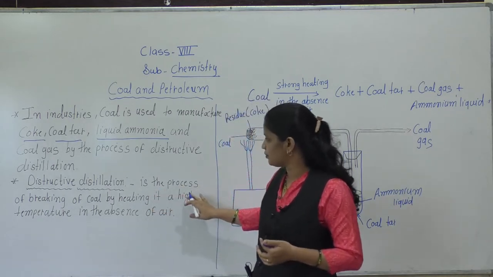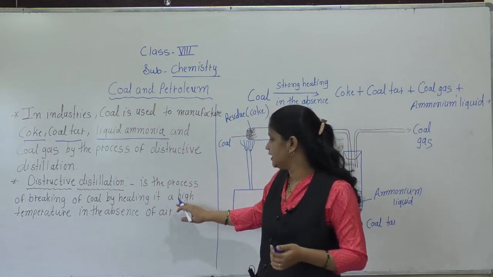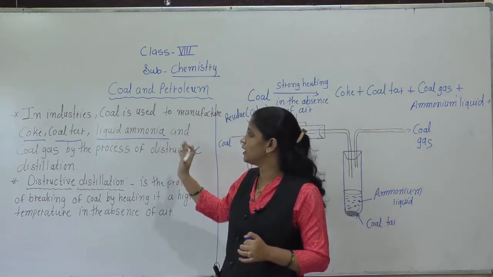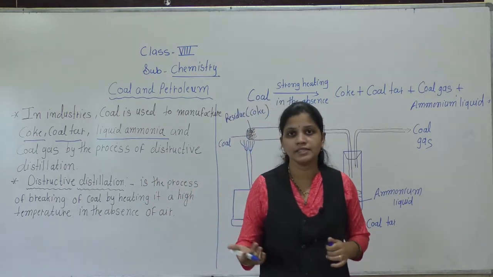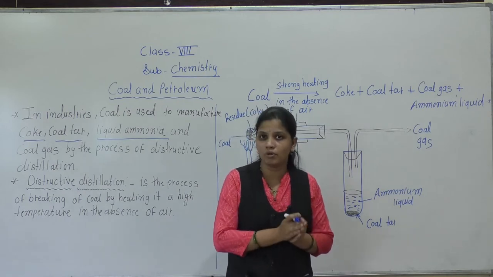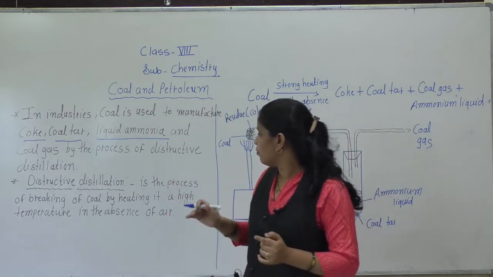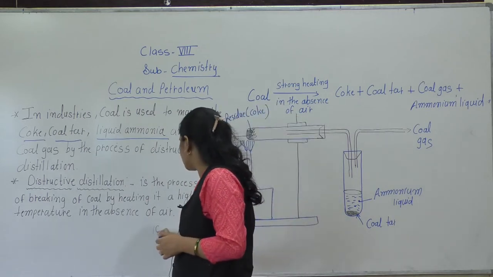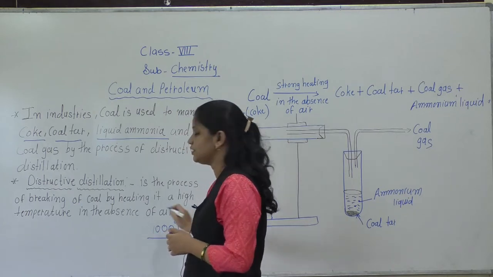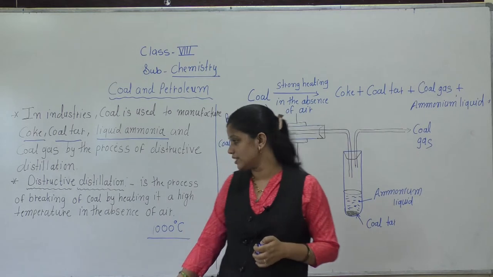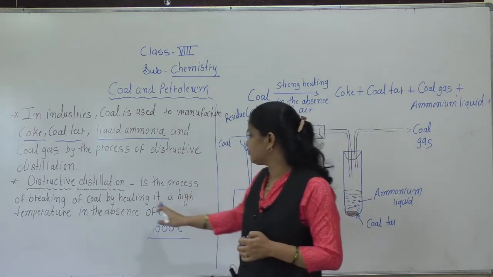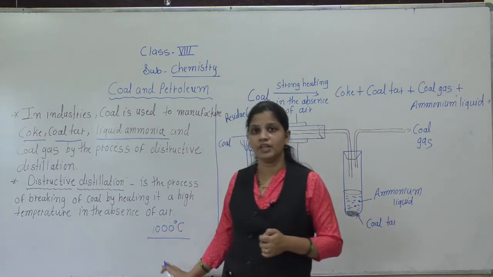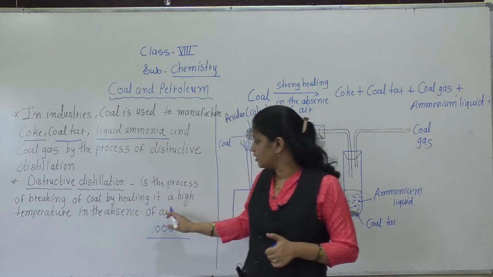Destructive distillation is the process of breaking coal by heating it to a high temperature in the absence of air. These products, coke, coal tar, liquid ammonia and coal gas, are formed by the breaking of coal, and we have to give a large amount of heat. A temperature of 1000 degrees Celsius is needed for this process, in the absence of air. This process goes on totally in the absence of air.